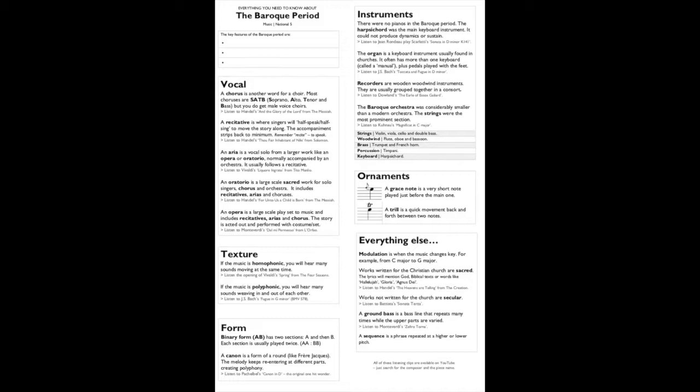Music with a polyphonic texture has parts that weave in and out of each other. You will hear many sounds moving at different times. Polyphonic is a texture concept. Listen for the weaving sound created by many sounds moving at different times.